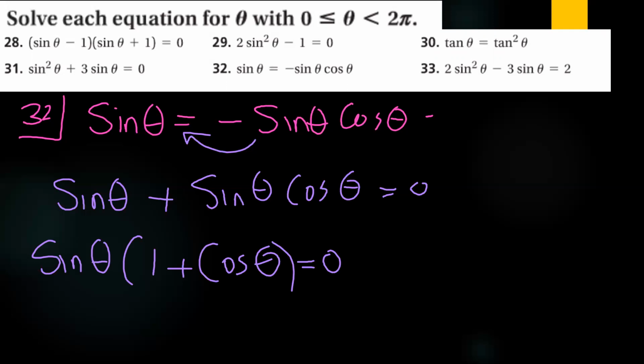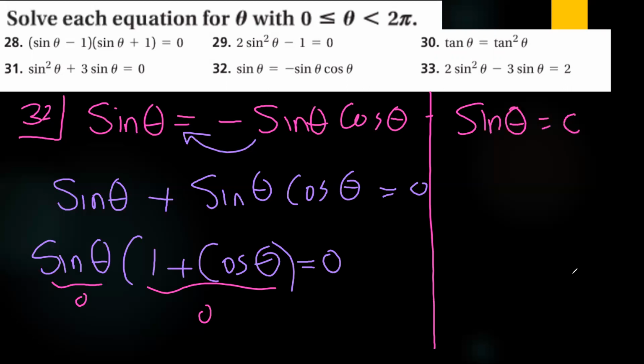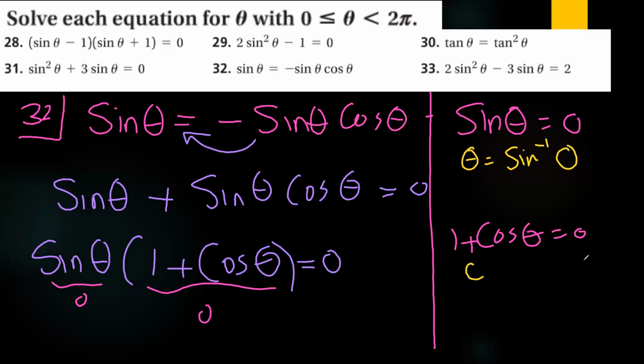Then this part could be 0 and this part could be 0. When sine of theta is 0, I need to find the angles, and when 1 plus cosine of theta is 0, I need to find the angles. So theta will be the sine inverse of 0, and theta here would be the cosine inverse of negative 1. Now what are the angles whose sine is 0? It's 0 or pi, 0 and pi, or 0 and 180.